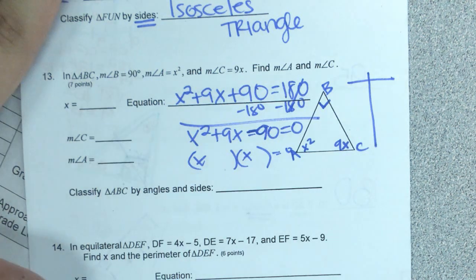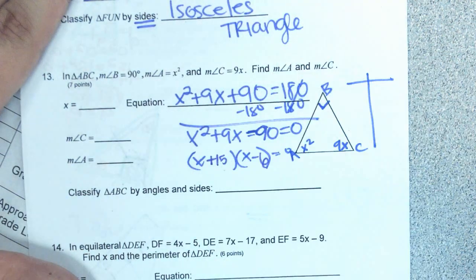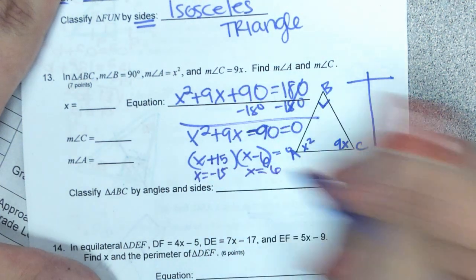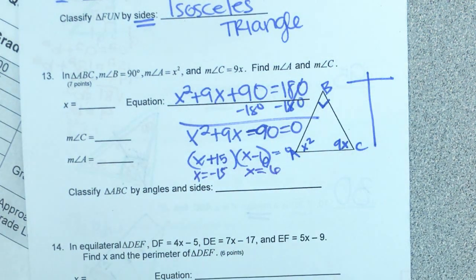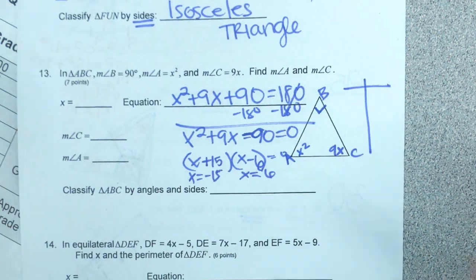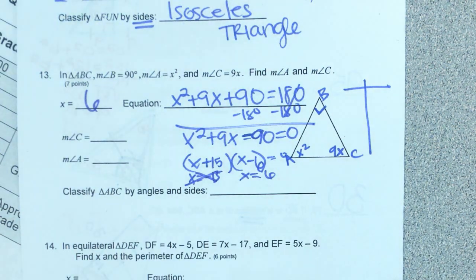15, negative 6. Thank you. It's like my brain is not working. So positive 15, negative 6. So then x would be negative 15, positive 6. Okay, now if you plug in x right there, that negative, you'll get a negative angle, which is impossible, so I can cross that one out, and x is just 6.